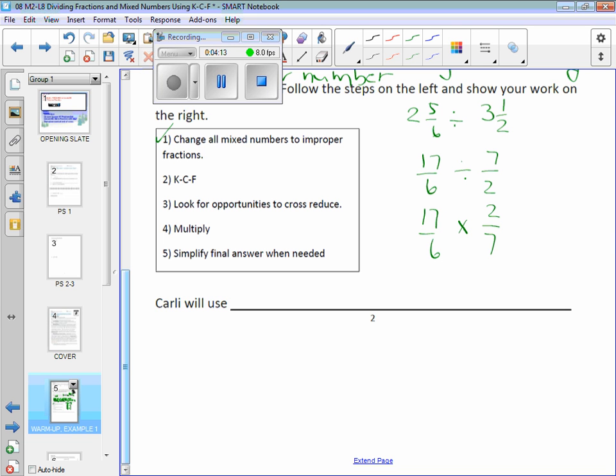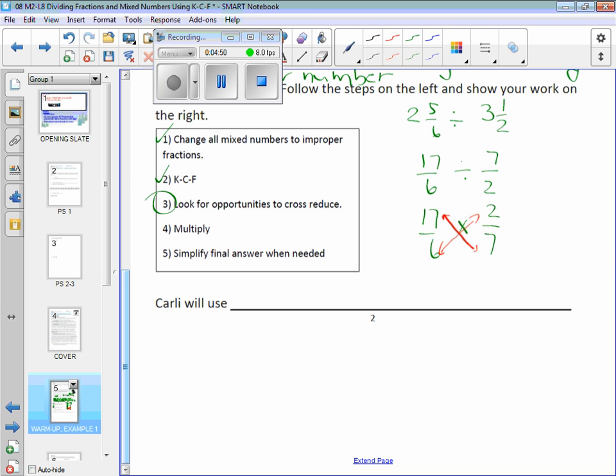Okay. Now here's something that's new. Look for opportunities to cross-reduce. And here's how it works. You're going to look at the crisscross numbers, I call them: lower left to upper right, and upper left to lower right. 17 and 7, is there any number that goes into both other than 17 or 7? No, right? There's no number that goes into both. This is where divisibility rules comes in handy. So you got to leave that alone.